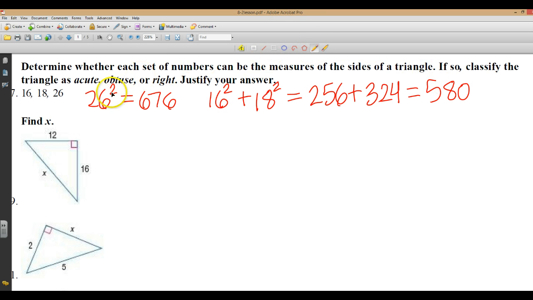And then we want to compare our longest side squared to the sum of the other two sides squared. So 676 is greater than 580. Since the longest side squared is greater than the sum of the other two squares, it must be an obtuse triangle.